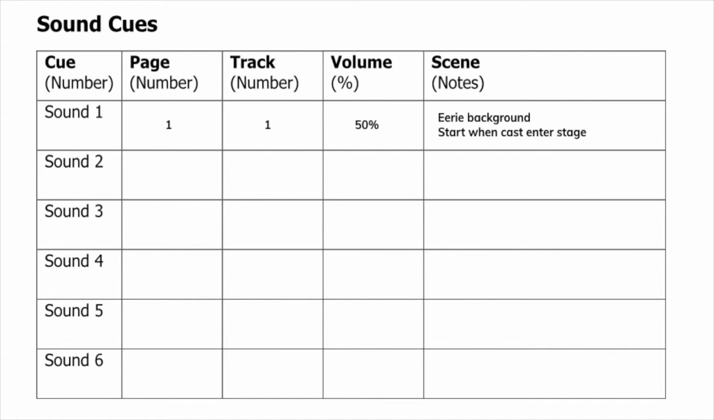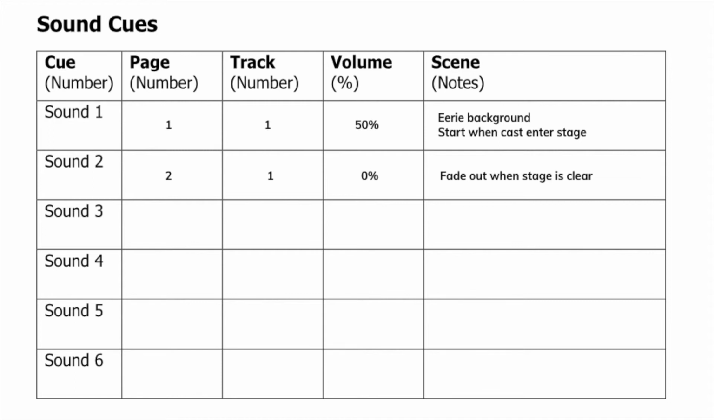For sound cue 2, we now need to let the technician know when to turn the soundtrack off. This takes place on page number 2 and again relates to track number 1. Because we would like him to switch it off, this means being played at 0 volume, 0%. And we have asked them to fade it out as soon as the stage is clear.